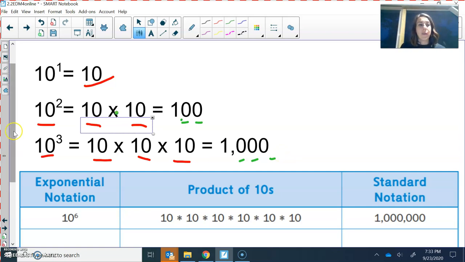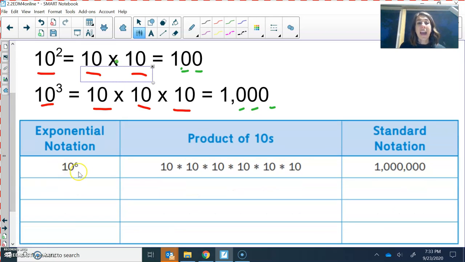Take a look at my table right here below. We have 10 to the 6th power.